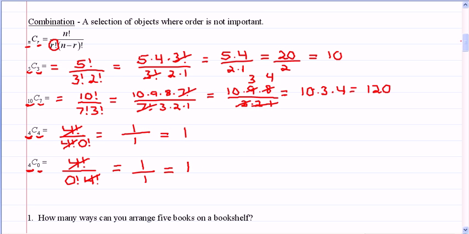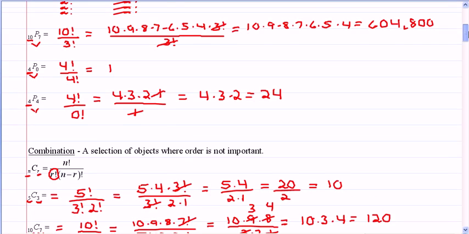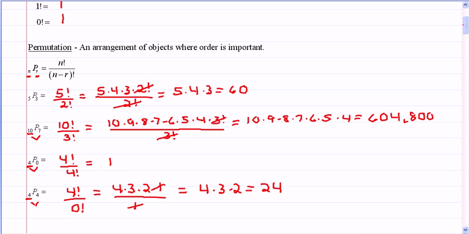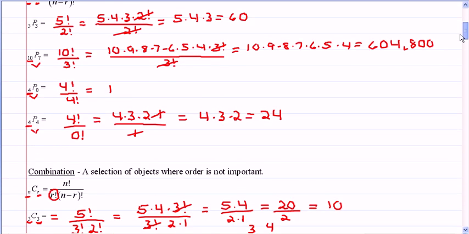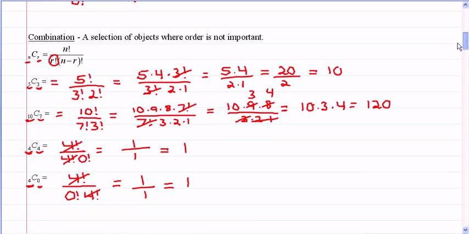So let's just scroll back up to permutation and look at the definition. And it says, an arrangement of objects where order is important. Arrangement is a key word for us to know that we'll be using the permutation formula. But the most important thing about a permutation is that order is important. And again, we'll look at examples of how we know when it's a permutation. For a combination, a key word is selection. And with a combination, order is not important.